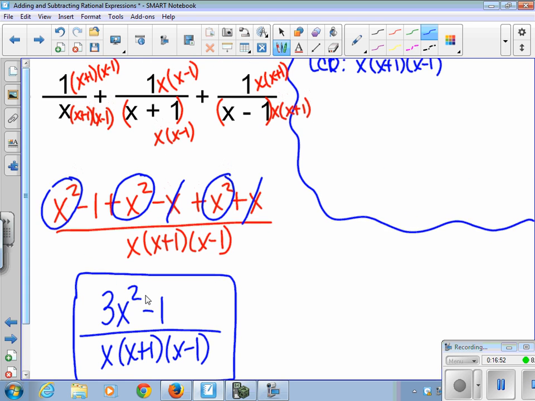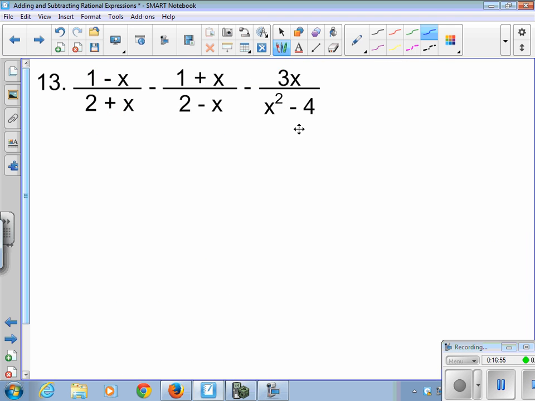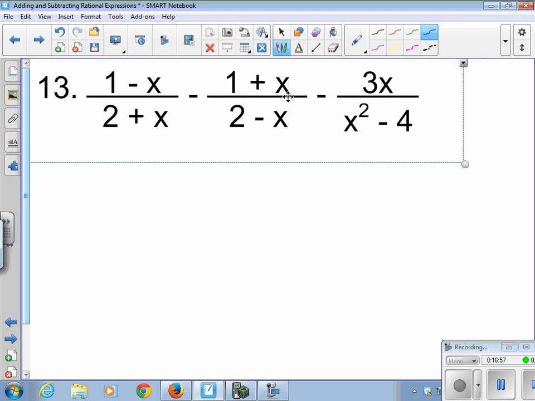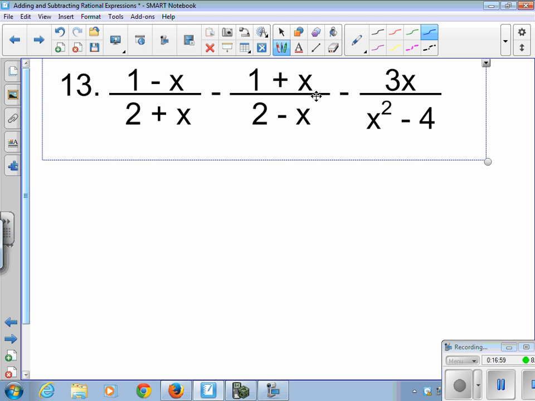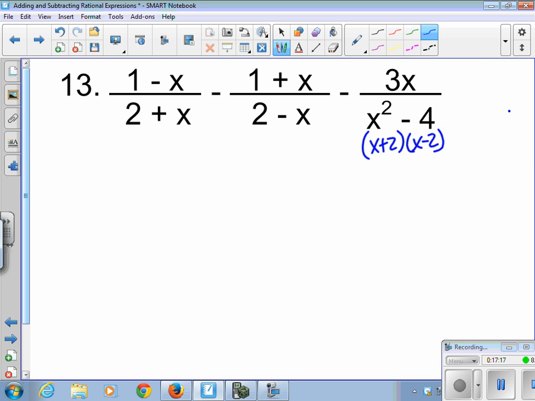Alright, now we have one more example, and this is number 13 on your group 5 problems. And this one, I'm going to show you a method of how to do this that will make it a little bit easier. And so I'm going to factor this right here, because I know that's going to backwards FOIL into x plus 2 and x minus 2. Now, it would be really nice if these two factors were in this order, okay? So I'm going to put them in that order.